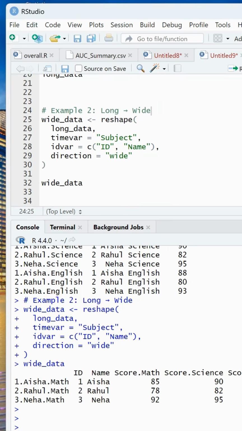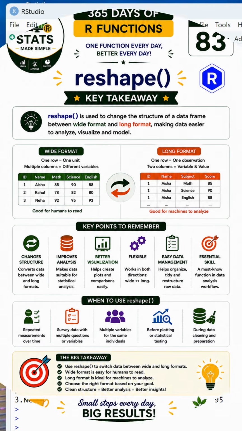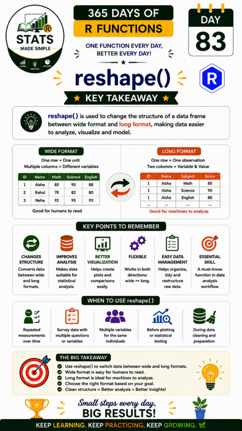The most important arguments to remember are varying, v.names, timevar, idvar, and direction. The direction argument is especially important. Direction equals long converts wide data into long data. Direction equals wide converts long data back into wide data.